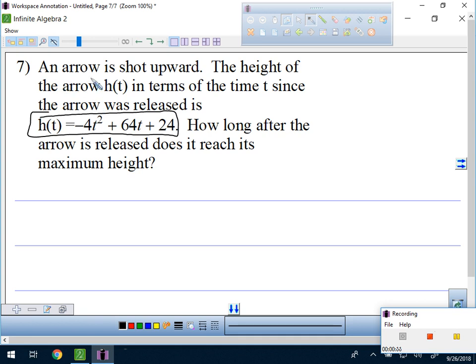It says an arrow is shot upward. If you can imagine it being shot upward, gravity obviously is going to cause it to fall back down and hit the ground. It says the height of the arrow can be modeled by this equation. It says how long, that's the key word. Put that with time: how long after the arrow is released does it reach its maximum height? So I want to know how long it will be until it hits that point right there.